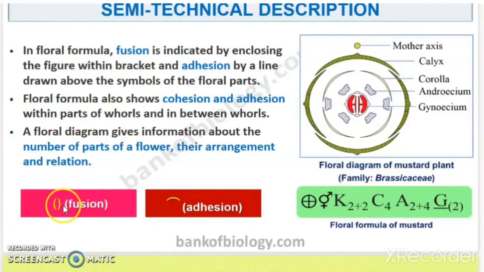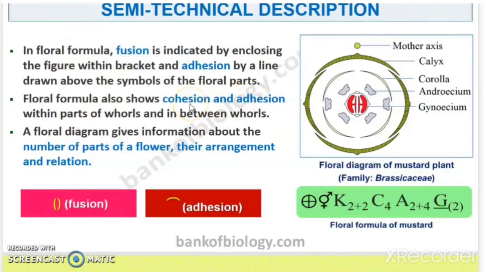Fusion, as we saw, is denoted with a closed bracket, and adhesion is shown by a line drawn above the symbol of the floral part, right? So this is how the symbol of adhesion is used. And the floral formula also shows cohesion and adhesion.